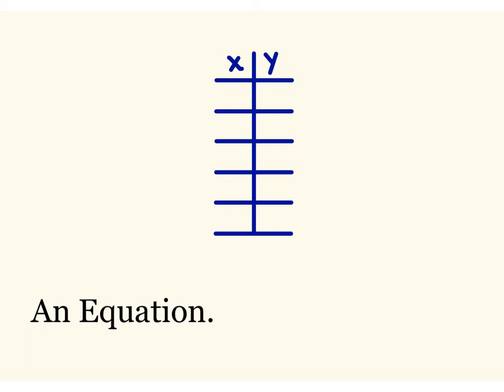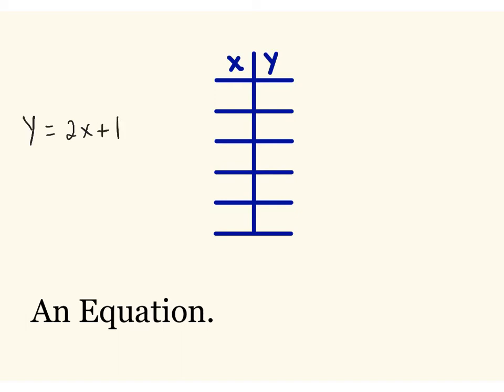Now, let's say that we have something that's actually generating. In the previous example, I just picked numbers. But let's say that we want to have something where we would actually make the values from. So let's say we have y equals 2x plus 1.